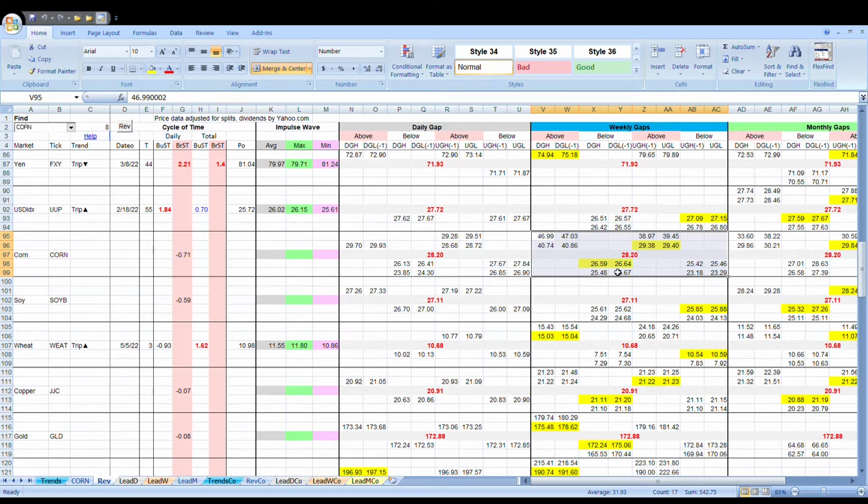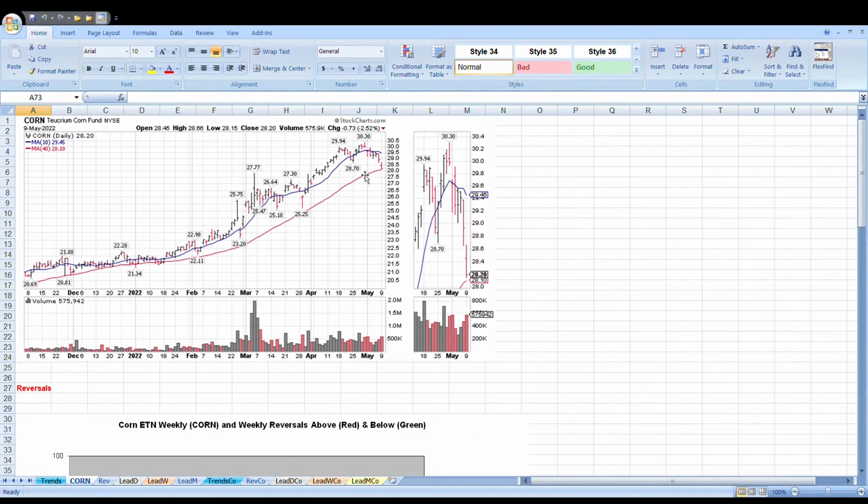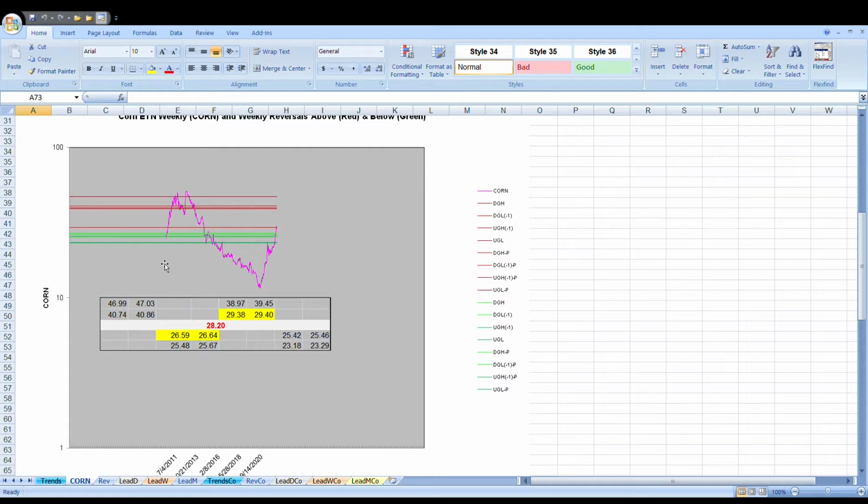In terms of what maybe the downside targets would be, I copied over the weekly gaps here from the corn box. You can find it by pulling this pull down menu. You can also pull down the weekly ones. And I brought them over into the weekly, into the charts here. This is the weekly price of corn, the corn ETN, and I pulled that box over. You can see the price of corn here currently, CORN, is 28.20. Now that's today's after day's price.